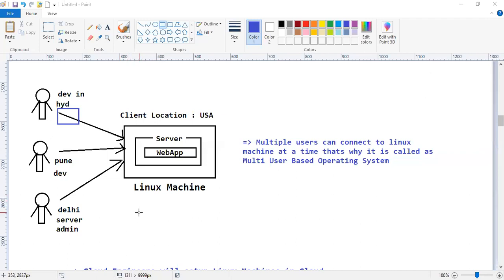Developers also should know Linux, because developers should connect to Linux to understand the problems.